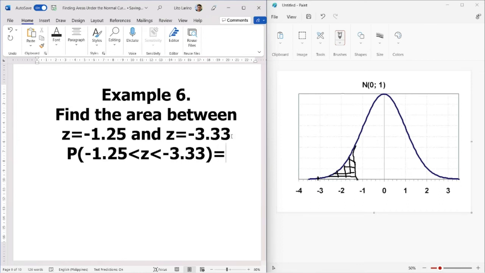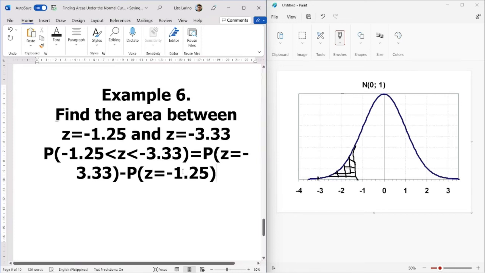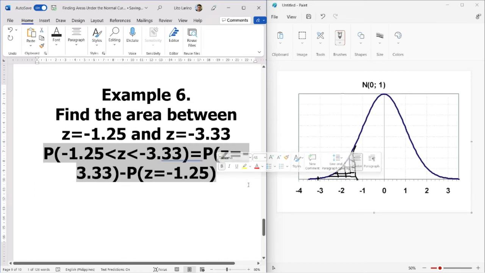That's equal to the area when the z-score is negative 3.33 minus the area of the z-score negative 1.25. Okay. Now, let's put this in one line only.